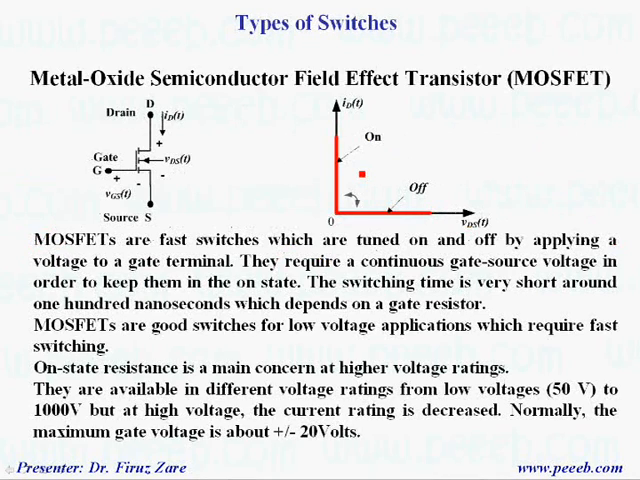Let's concentrate on controlled switches. The MOSFET is a controlled switch. That means we can turn on the switch by applying a gate signal, it is voltage controlled, and when we remove the gate signal, the MOSFET turns off. So the MOSFET is a very fast switch, and turn-on and turn-off times are very short. It can be around 100 nanoseconds.